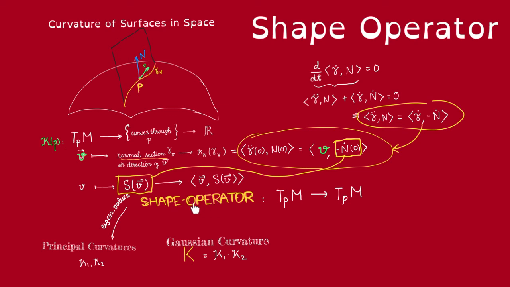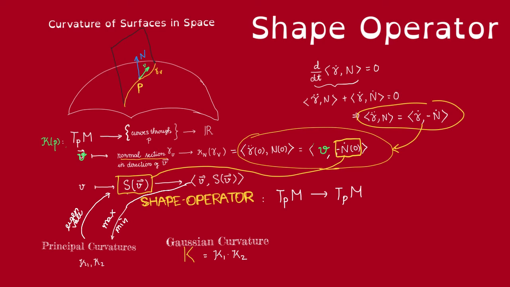So the shape operator captures how the manifold curves in the direction of v, and if we want to get a scalar quantity out of it, we can just look at the scalar projection of this shape vector in the direction of v. Now from this definition, we see that if we define the principal curvatures to be the max and the min of this inner product, then they must be eigenvalues of the shape operator.